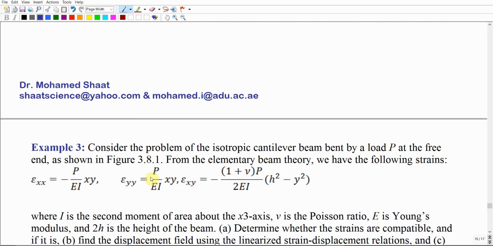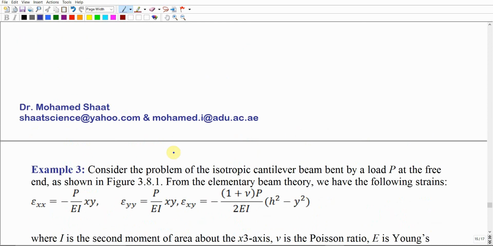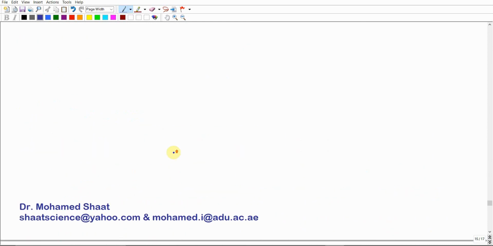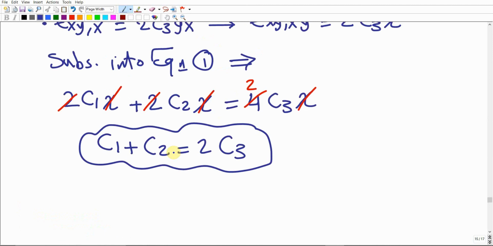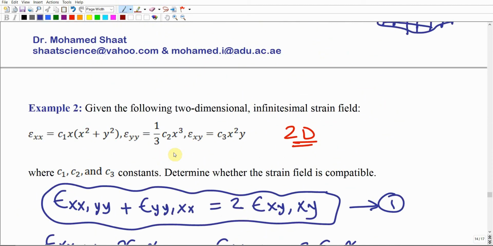In this example we have to start from this given strain field, and from the strain field we have to derive the displacements ux and uy, the displacement field from the strain field, after we satisfy the compatibility conditions. So we're going to consider these things later, especially when we discuss the 2-dimensional problems. So that's it for today's lecture.